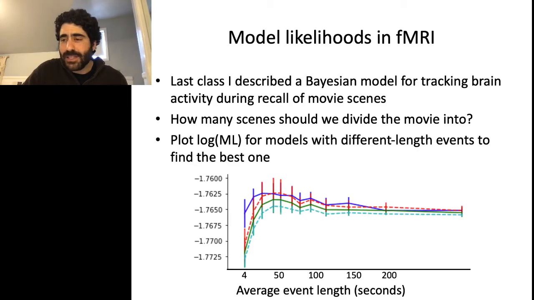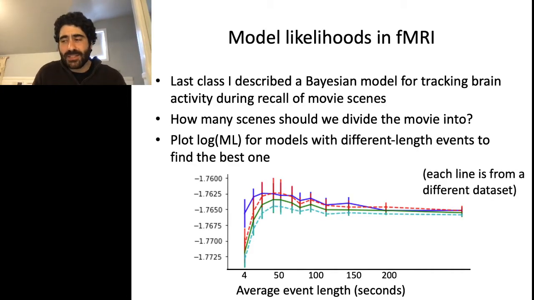So what we did here, each line is applying these models to slightly different data sets, which is not important for right now. But we have a bunch of these different models with different event lengths. Some of these models have really tiny events, some of them really long events. We look at this marginal likelihood for all these models, and we find that for this particular brain region, the best models have events that are something like 30 to 60 seconds, right?